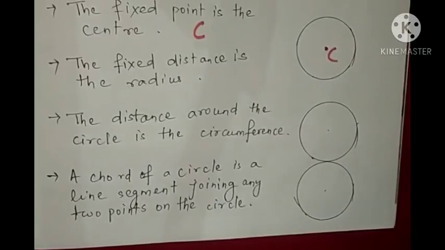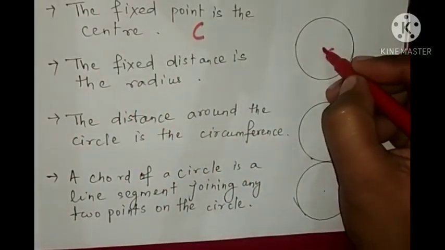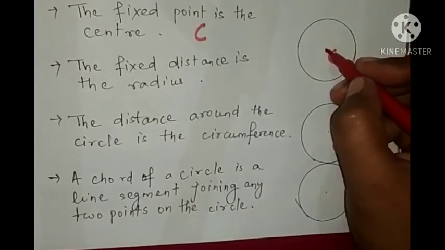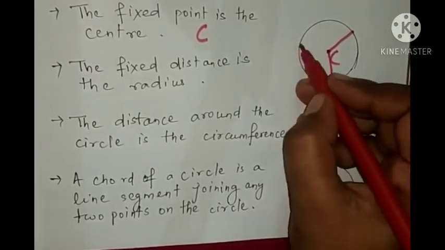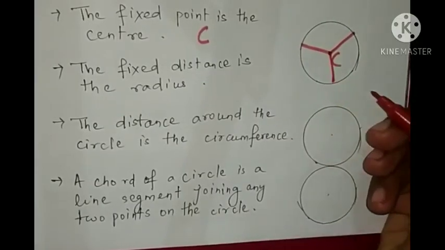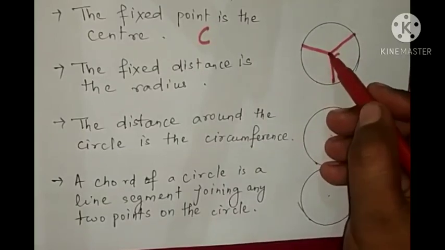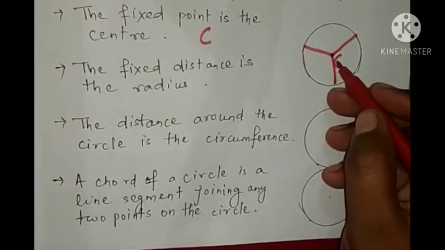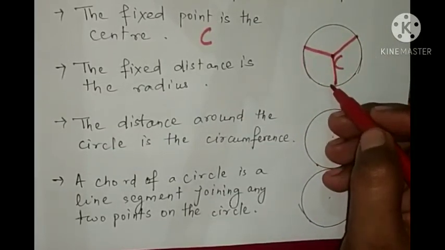Next, the fixed distance is the radius. Here the distance means from the fixed point, from the center, to the moving point. The distance from the fixed point to the moving point is always the same. As we have done, when we make a circle with the help of a compass, what do we find? The distance between the center, meaning the fixed point, to the moving point, this fixed distance is called the radius.